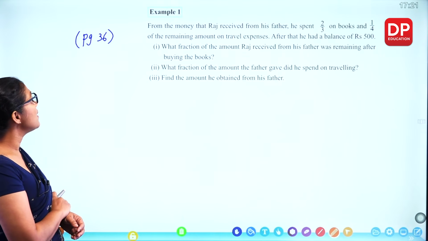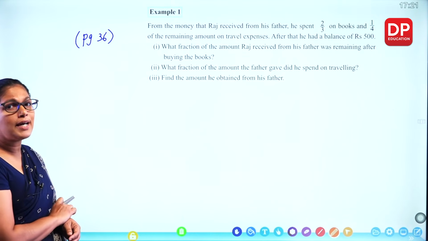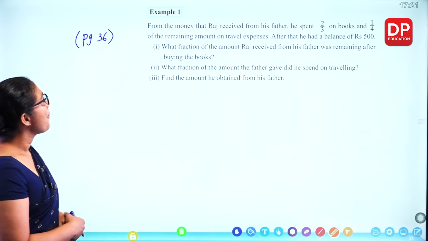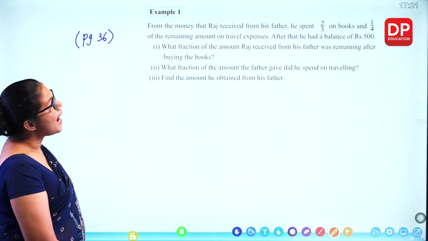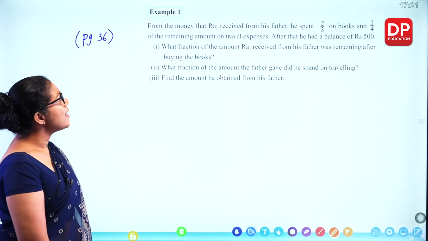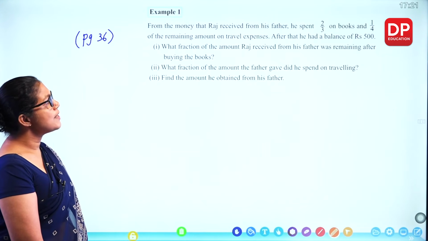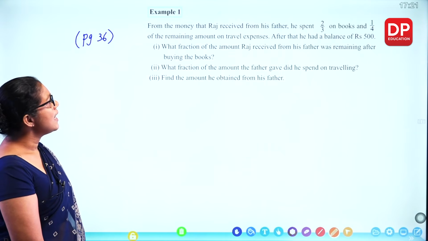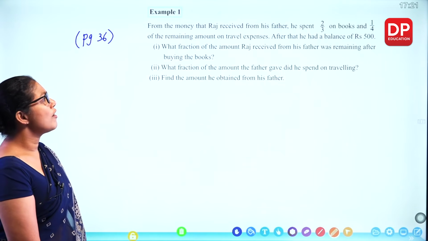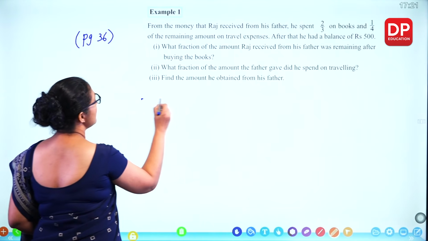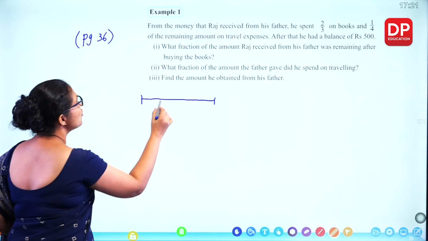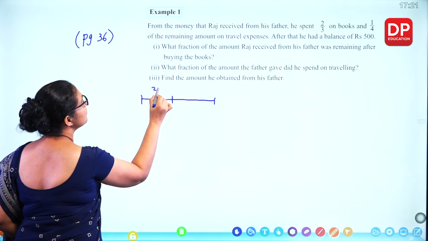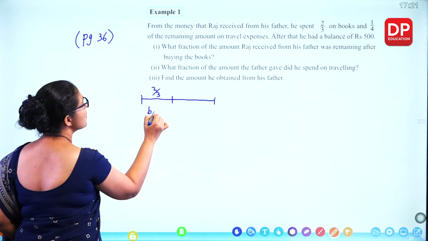Now this is in your textbook, the examples. So this is example number 1 in page number 36. So in this question, we'll try to draw a diagram and see. From the money that Raj received from his father, he spent 2/3 on books. So here, this is the amount of money, 2/3 of that for books.